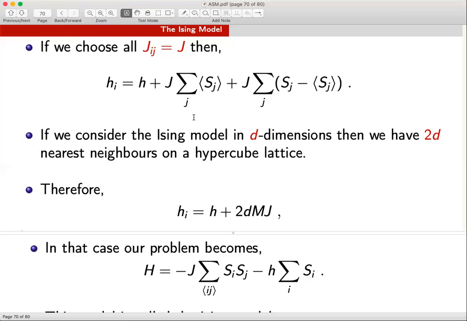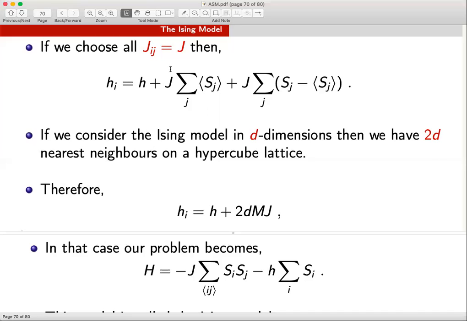Now, once you know that, you could ask a question: how many of these Sj are actually contributing for a spin at site i? And the answer is that the number of spins which are contributing is 2 times the dimension of the space, because we are choosing a hypercubic lattice. Hypercubic lattice means in every direction you have 2 neighbors, right? So as a result you have 2d neighbors.